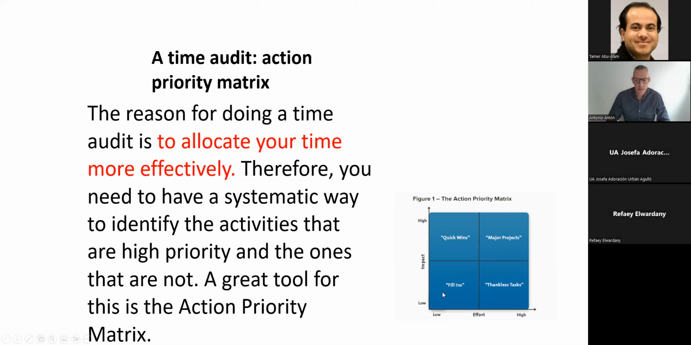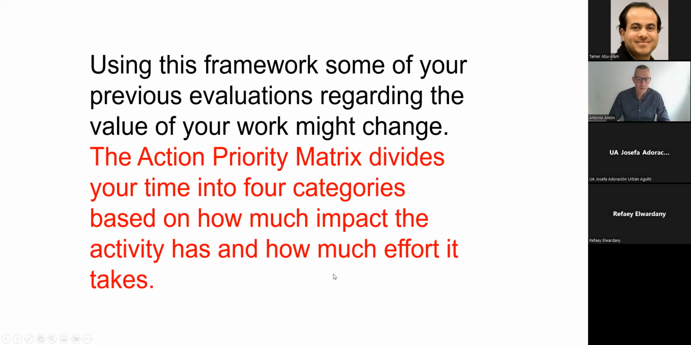Okay, importance and urgency, and here is effort and impact. So what involves impact and what involves effort? Well, effort I think is very clear. Effort is when something is very demanding for you, that involves a lot of power. It doesn't involve a lot of energy.